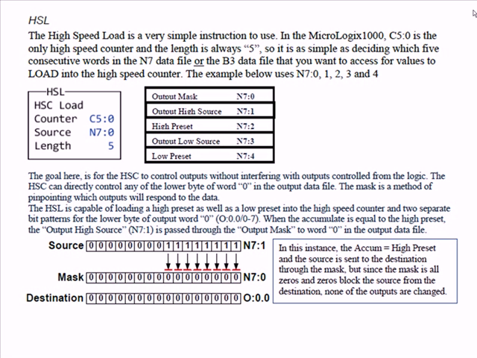Now the HSL doesn't show a destination. The destination's predetermined and fixed. It is the first 8 bits or the lower byte of the output word 0. In this instance, shown here, the accumulate equals the preset and the source is sent to the destination through the mask. But since the mask is all zeros and zeros block the source from reaching the destination, none of the outputs are changed.